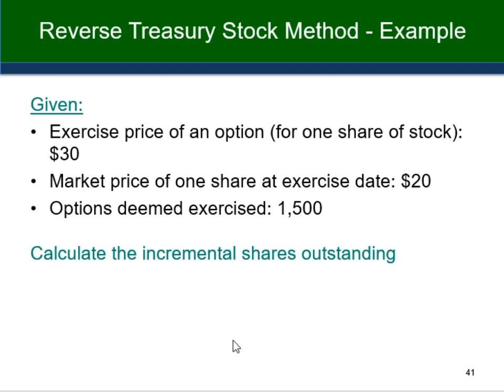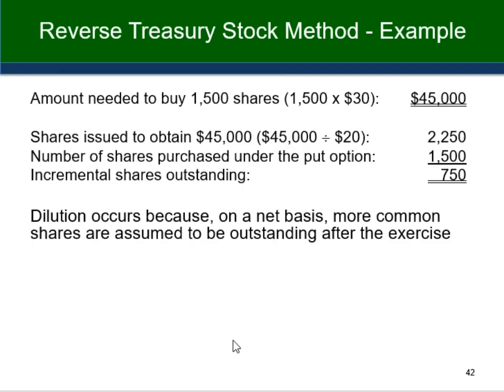So an example of the reverse treasury stock method. The exercise price of the option is $30. The market price of one share at the exercise date is $20, and the options deemed exercised is again 1,500. So that means it gives our option holder the right to sell 1,500 shares to us at the exercise price of $30. So we need to be able to buy 1,500 shares at the $30 exercise price. So that's $45,000.